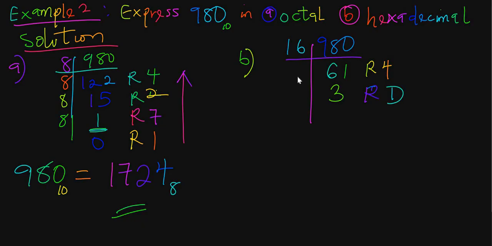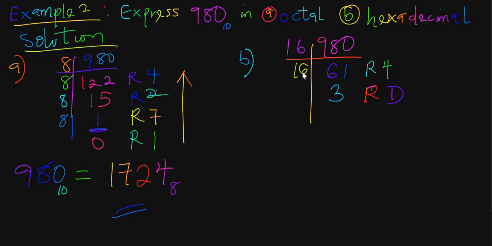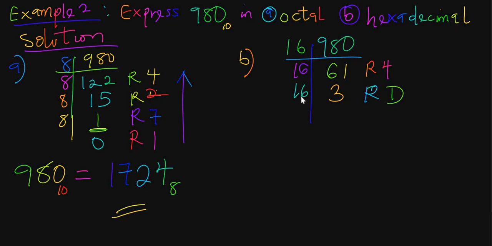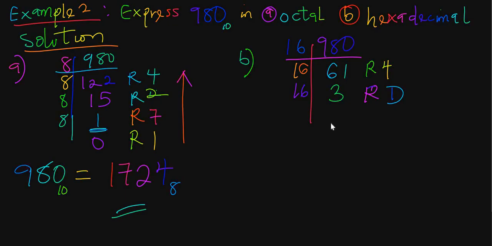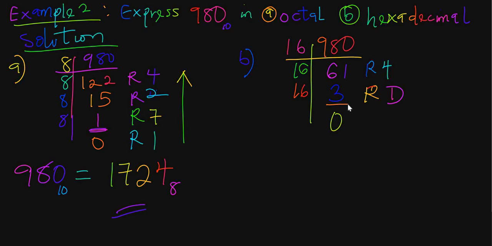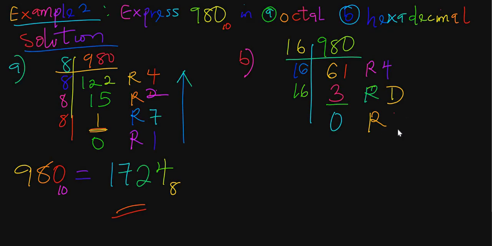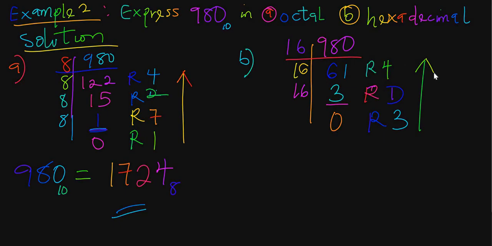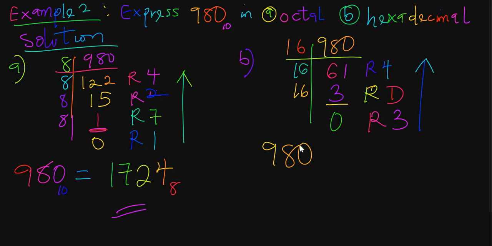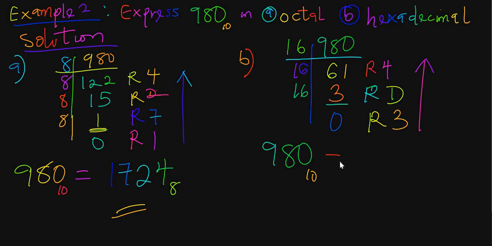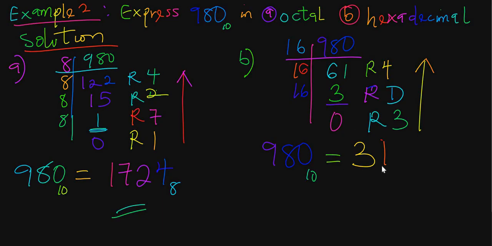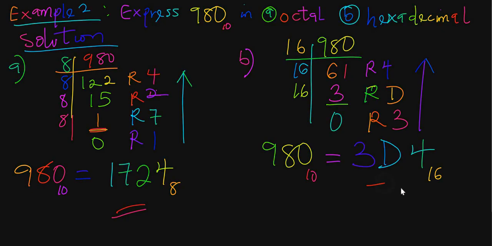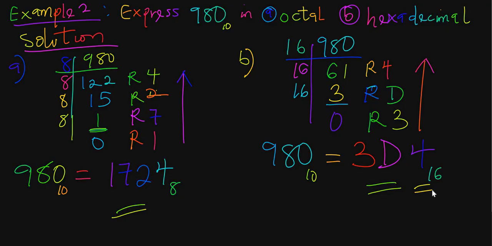Then I'm going to be using 16 to divide 3 also. 3 divided by 16 is not possible. So in this case, we are going to be writing 0, and don't forget, we are going to be writing 3 out. So remainder 3. Then you are going to be counting upward from the bottom. So we have 980 in base 10 is the same thing as 3D4 in base 16. And that's how you go about it.